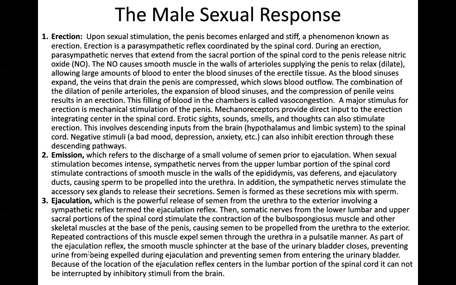As part of the ejaculation reflex, the smooth muscle sphincter at the base of the urinary bladder will close, which prevents any urine from being expelled during ejaculation. So in other words, if a man is ejaculating, there's no pee being released along with it. That also prevents semen from going up into the urinary bladder at the same time.